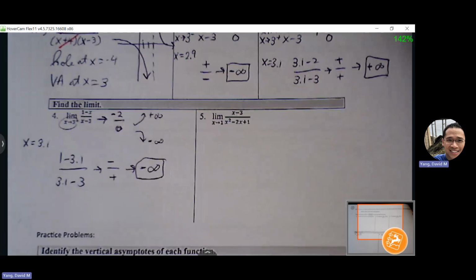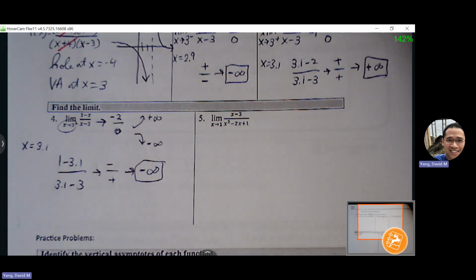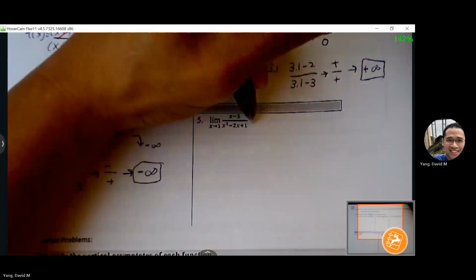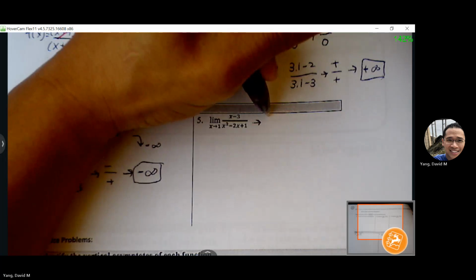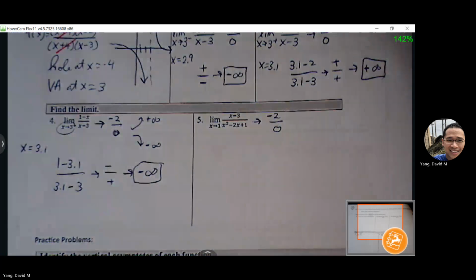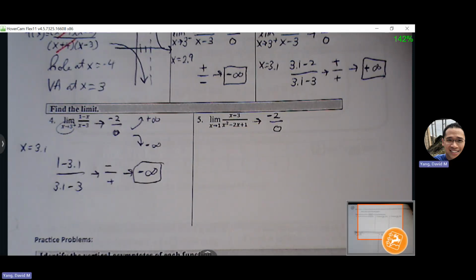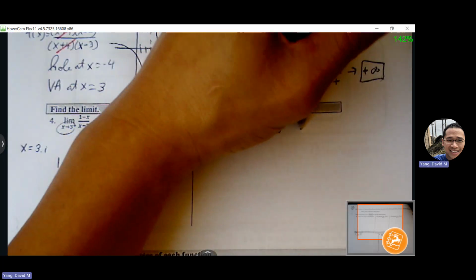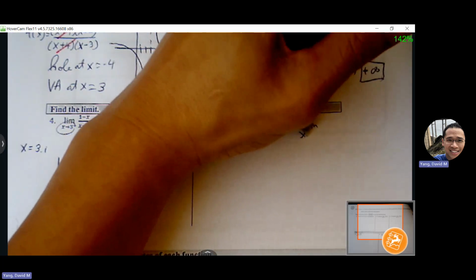Okay, number 5. First things first, direct substitution. What do we know here? Vertical asymptote, therefore the true limit does not exist.